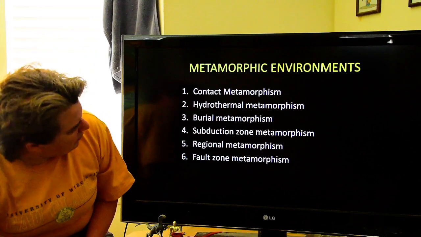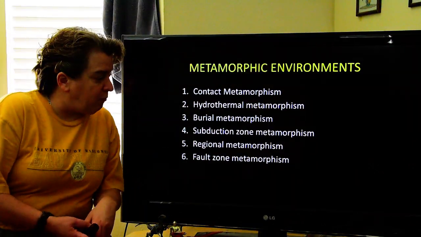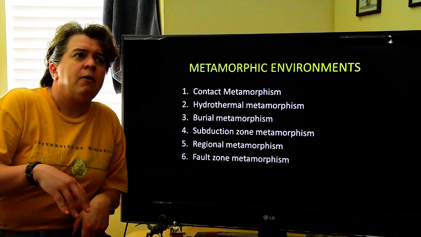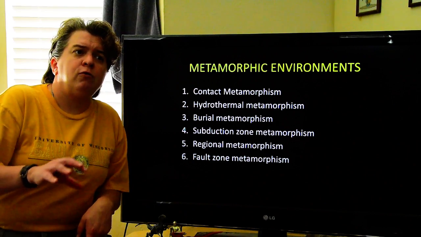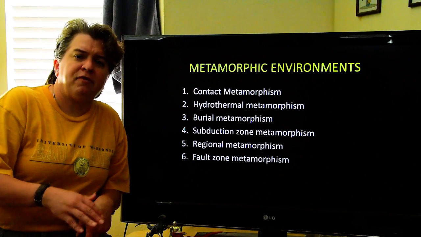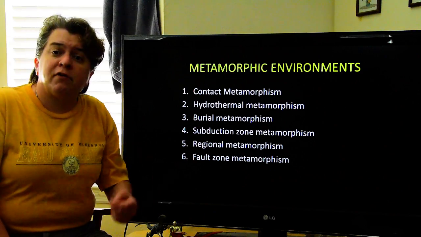Now, these first five types of metamorphism that I went over, those are really the most common ones that you're going to see. But there are a few less common types. You don't see them as widespread or as often, but they are still important.